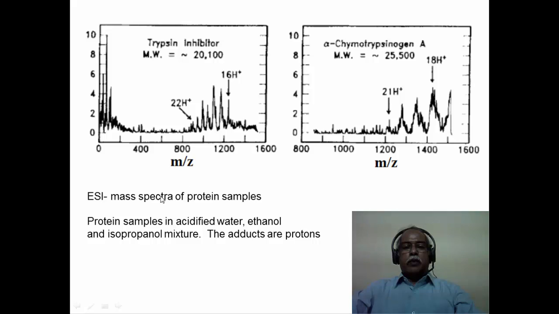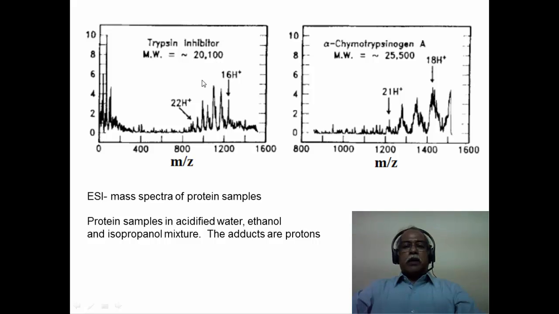Electrospray ionization of protein samples: essentially, the protein samples were dissolved in an acidified water, ethyl alcohol, isopropyl mixture, and the adducts are essentially protons. In other words, what we are looking at is a multiply protonated protein molecule. This is trypsin inhibitor. Molecular weight is about 20,100 or so.